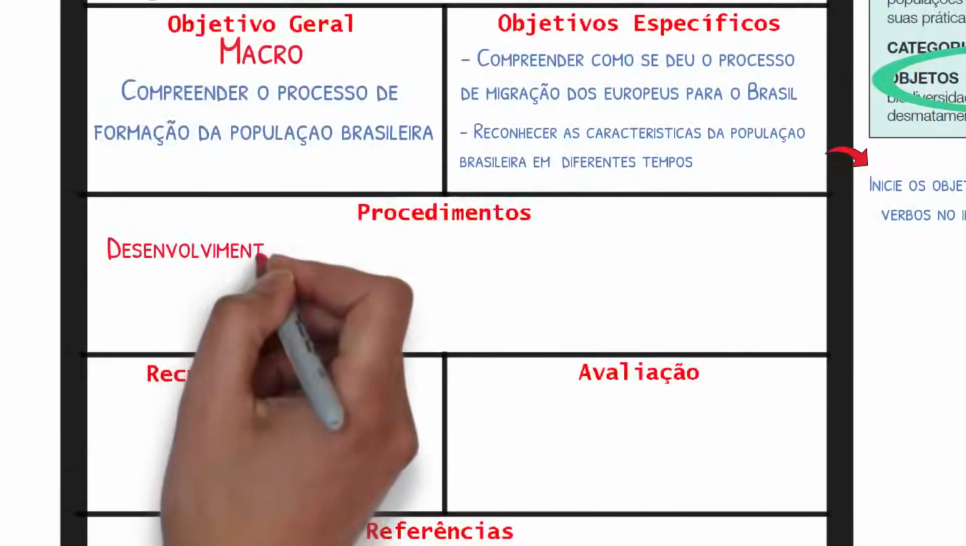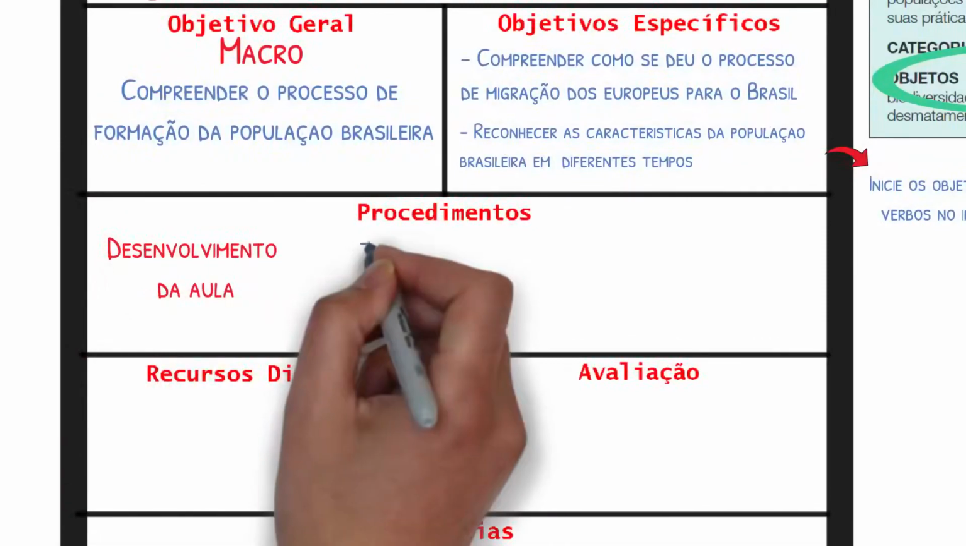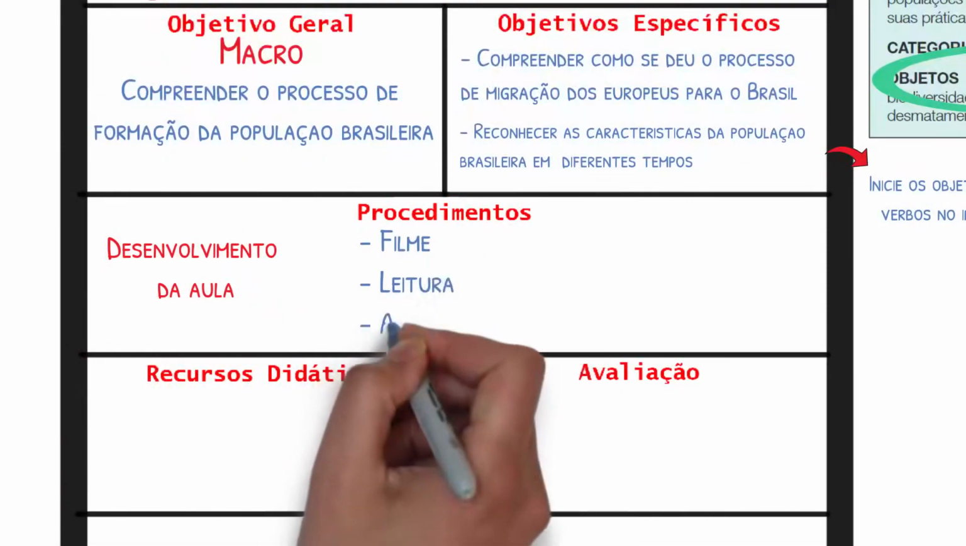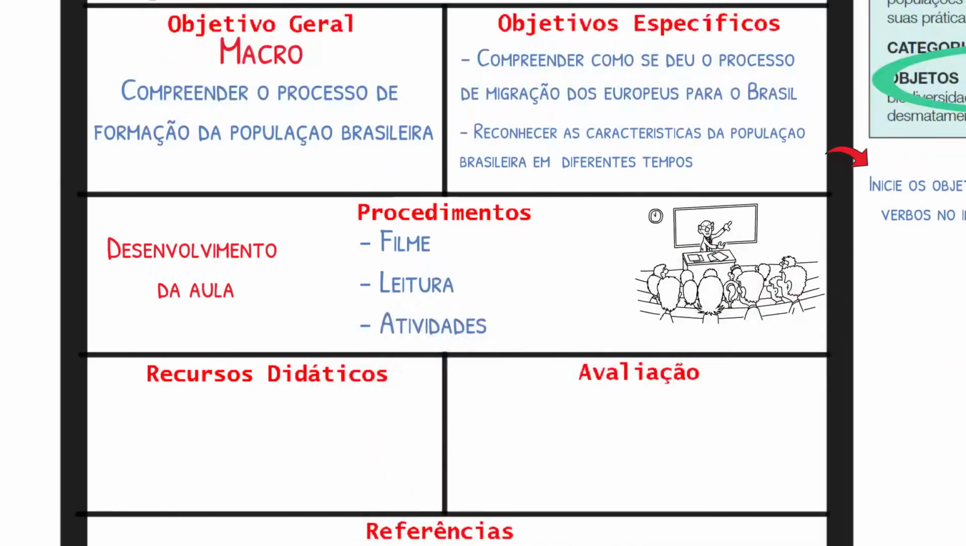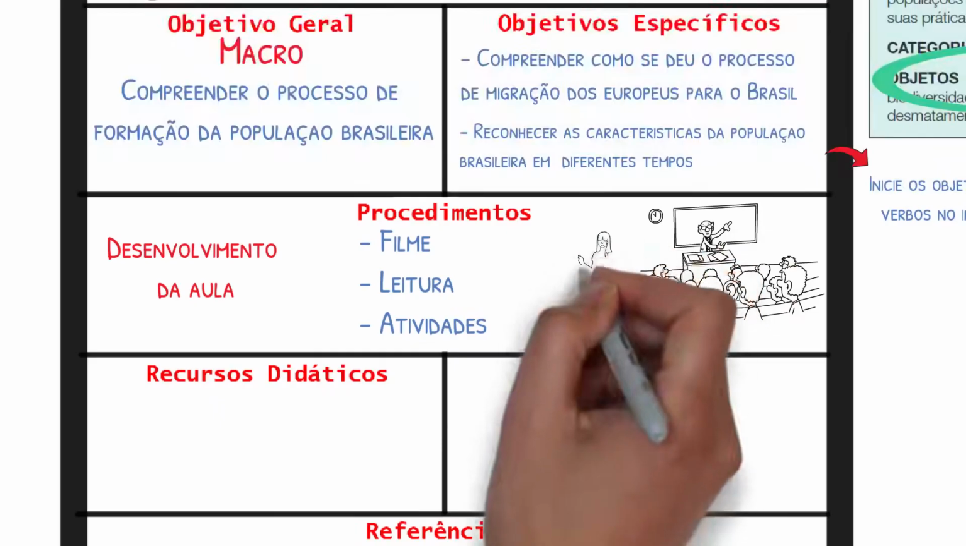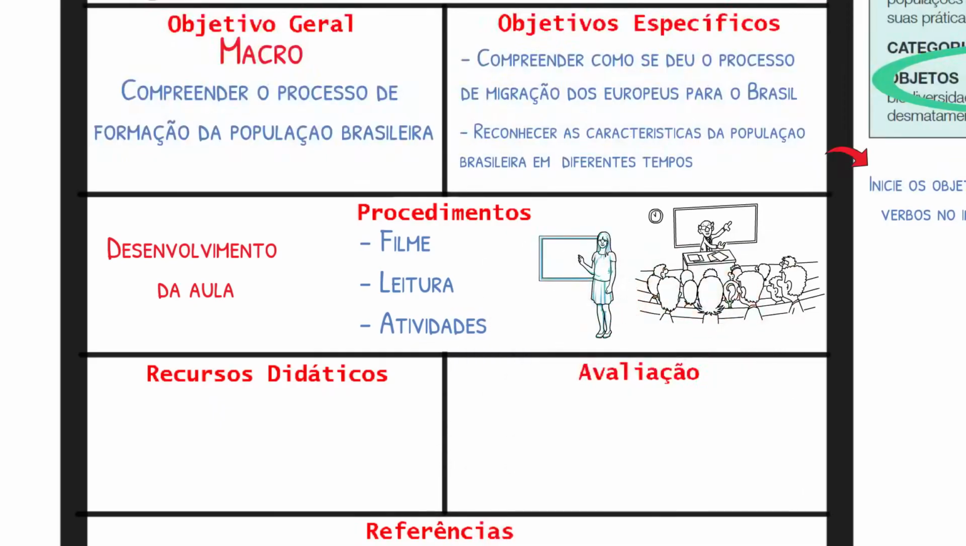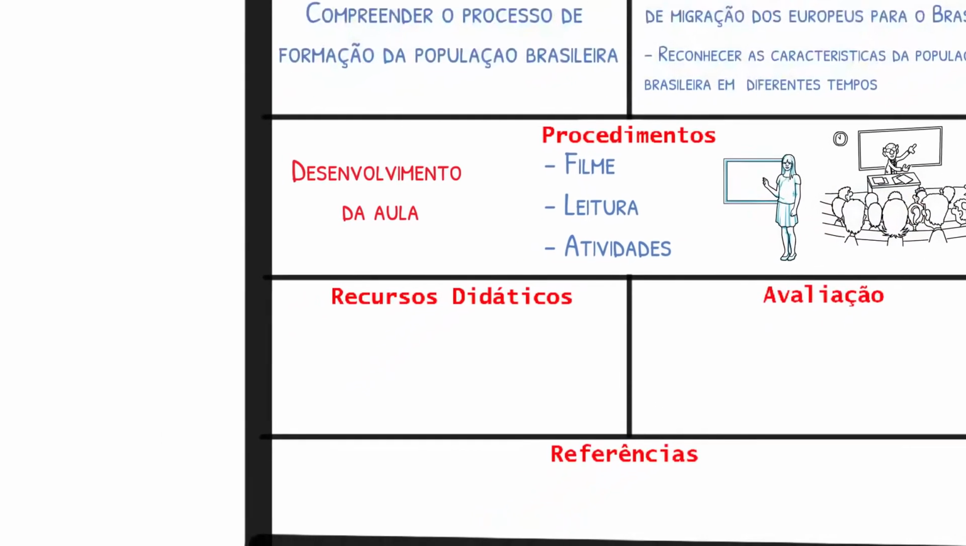The procedures are also quite simple. They are basically the steps your class will go through. For example, you can say that you will start by showing a movie, then follow up with reading a text, and finish with completing tasks or activities. Here, obviously, in a very summarized way. Then you can add more details as you see fit.